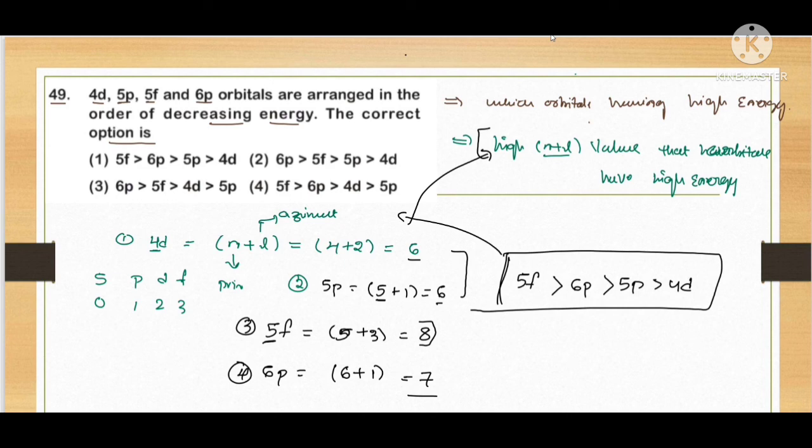Now let us verify the given options. 5F greater than 6P greater than 5P greater than 4D. So option 1 is our correct answer.